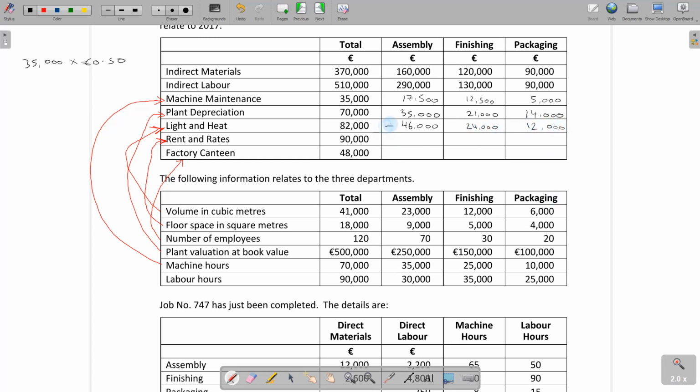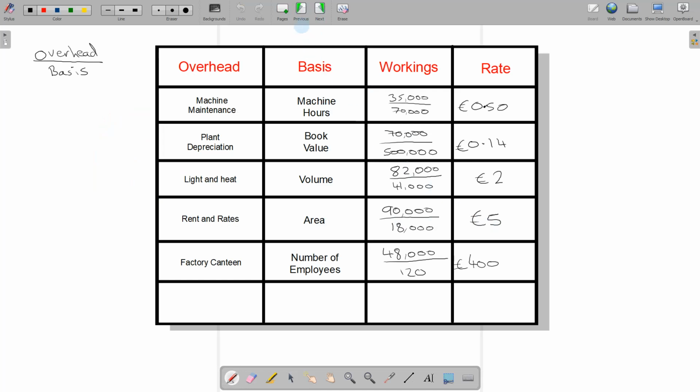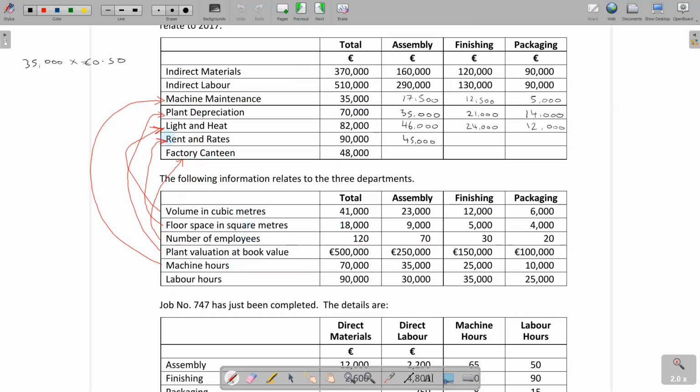And what you should be doing is adding the three together to see, do you get 82,000? Otherwise you've done something wrong. So rent and rates, we're going to get 45,000. So that is €5 multiplied by, so the rent and rates is based on floor square meter. So 9,000 by €5 is 45,000. 5,000 by €5 is 25,000. And €5 by 4,000 is €20,000.